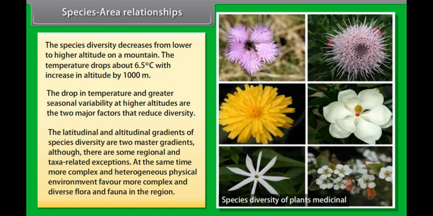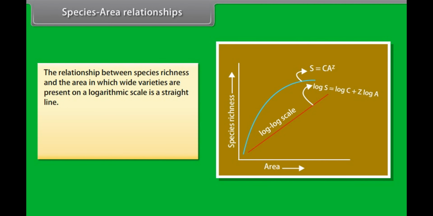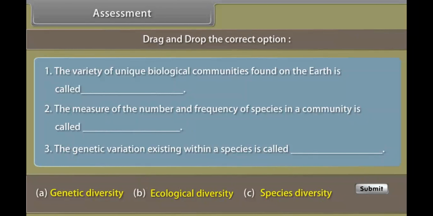At the same time, more complex and heterogeneous physical environment favors more complex and diverse flora and fauna in the region. The relationship between species richness and the area, in which wide varieties are present, on a logarithmic scale is a straight line. log S = log C + Z log A, where Z is the slope of the line and C is the y-intercept. Assessment.